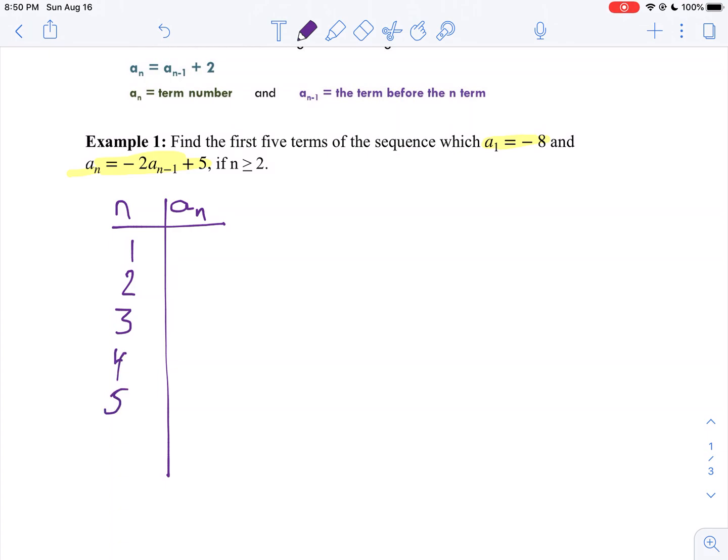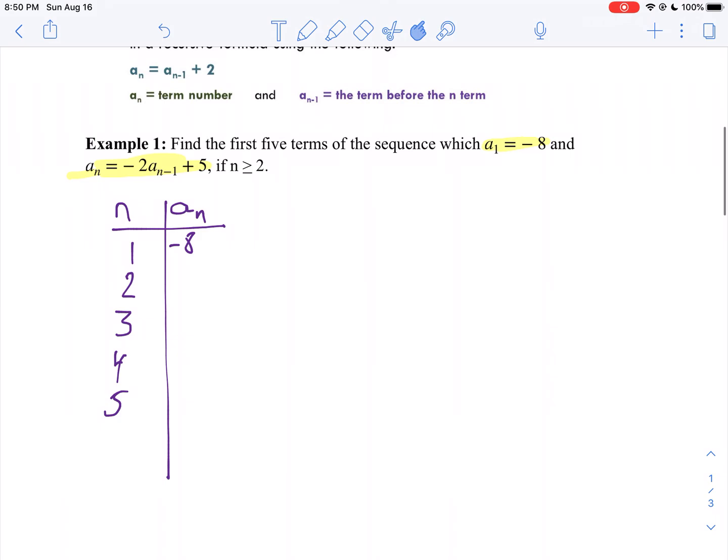My first term is negative 8. For my second term, I'm going to take negative 8 and multiply it by negative 2, which would be 16. We're going to add 5, that'll be 21. Then we're going to take 21 and multiply that by negative 2, that would be negative 42, plus 5 will give us negative 37.